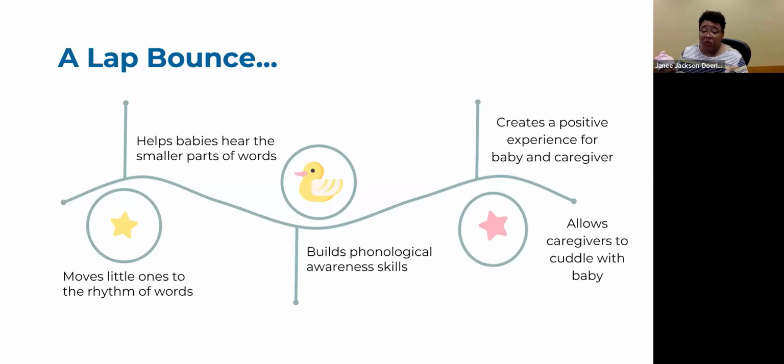So a lap bounce can do all of this. It helps babies hear the smaller parts of words. It also builds phonological awareness skills, and phonological awareness is the ability to recognize and manipulate the spoken parts of sentences and words. It also creates a positive experience for baby and caregiver, and it allows caregivers to cuddle with baby.